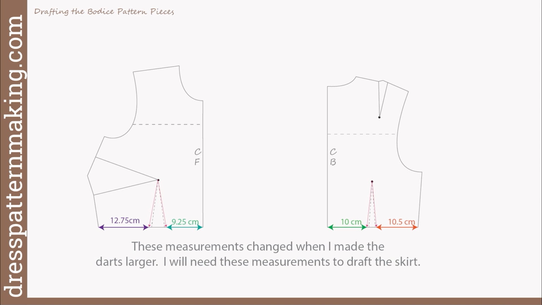The basic block is not drafted to fit you like a glove. It's not drafted to return under the bust and be close fitting there. It is drafted to fall from the bust to the waistline. So when you draft an empire line, some fitting is required.